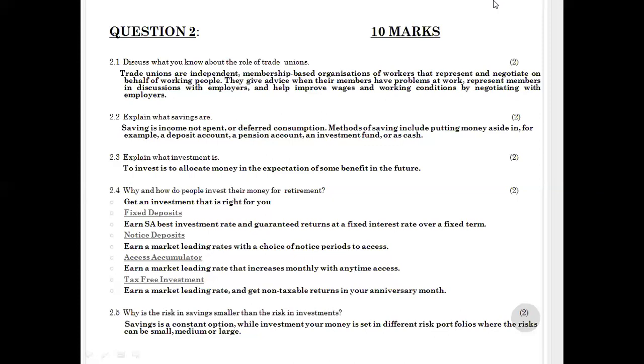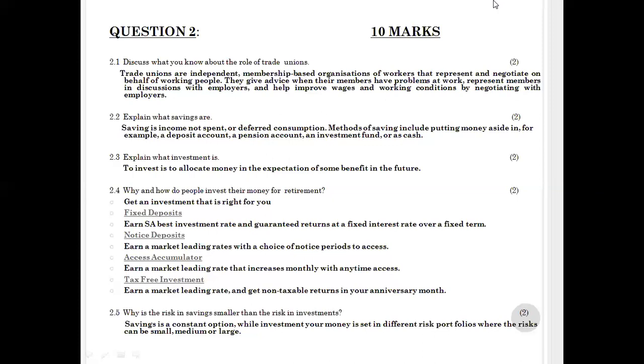All right, so again, 2.5. Why is the risk in savings smaller than the risk in investments for 2 marks? So if you say that savings is normally a smaller amount, investment is a bigger amount, then you can give yourself the marks. Or if you have mentioned that investments are set out in different risk profiles, that's actually a very good answer, then also the 2 marks there for you.